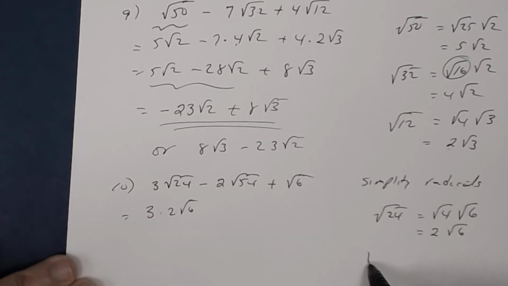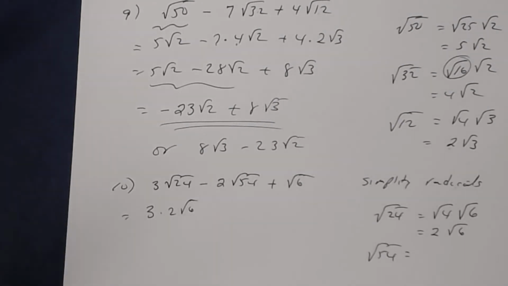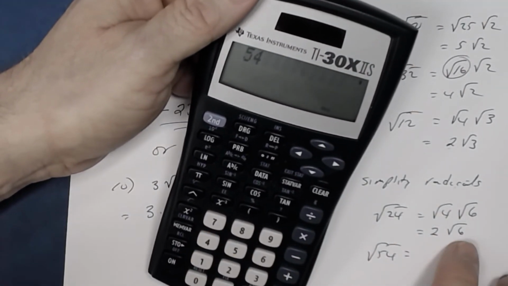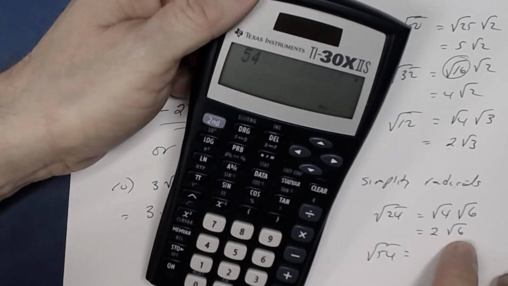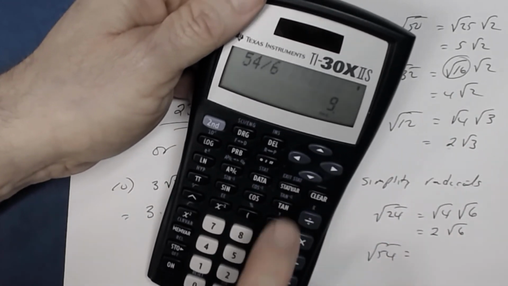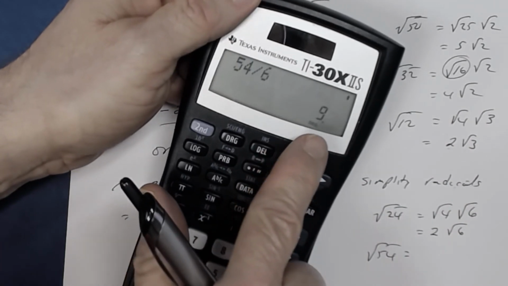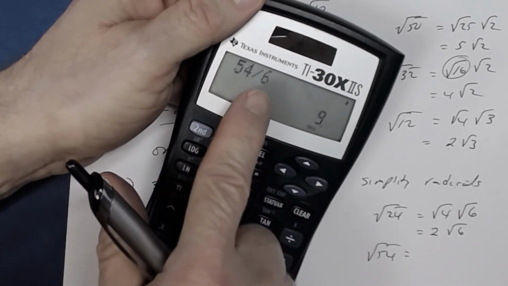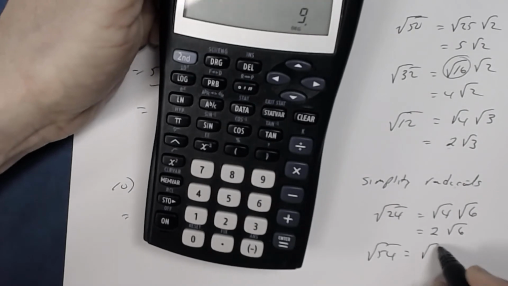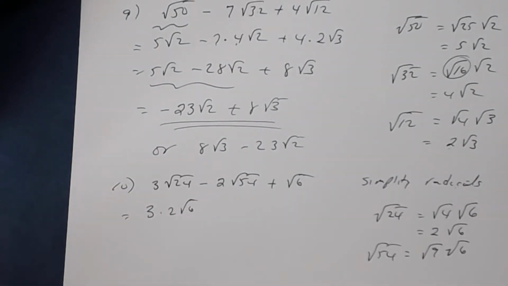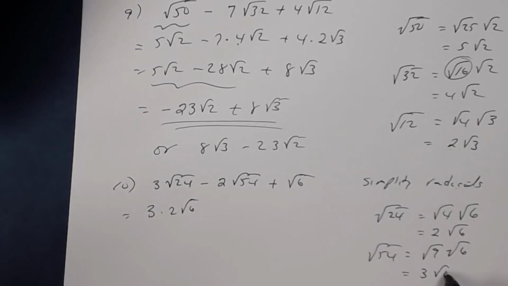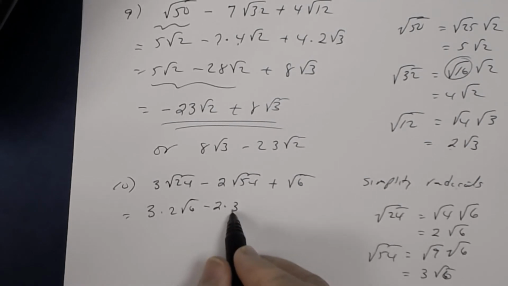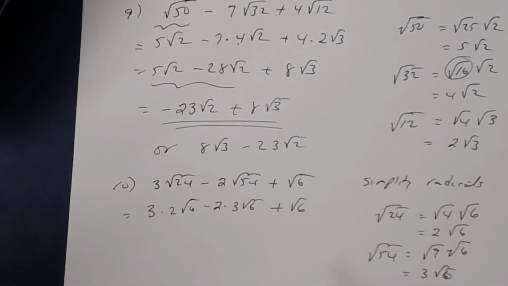Let's look at square root of 54. Use your calculator if you need to. Let's think about 54. You see how I have a 6 here? Let's go ahead and divide by 6 and see what happens. I got 9. And is 9 a perfect square? Yep. So 9 times 6 is 54, and 9 is the largest because for 6, the only perfect square that goes into 6 is 1. So this becomes the square root of 9 times the square root of 6, and so that's 3 square root of 6. So this becomes minus 2 times 3 square root of 6 plus the square root of 6, right?